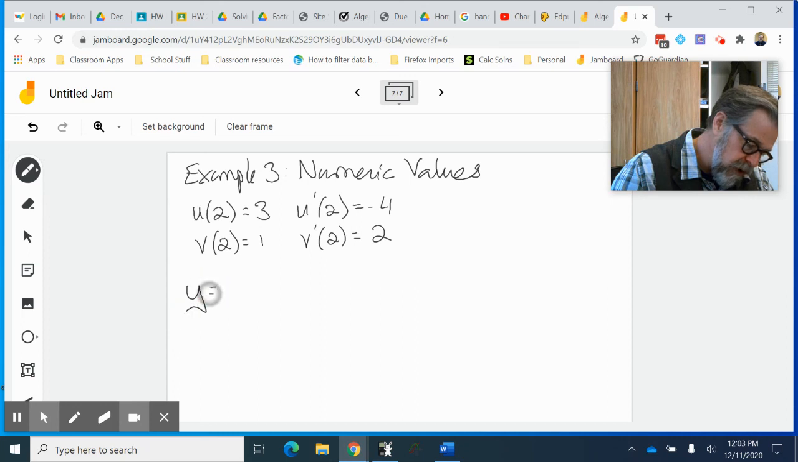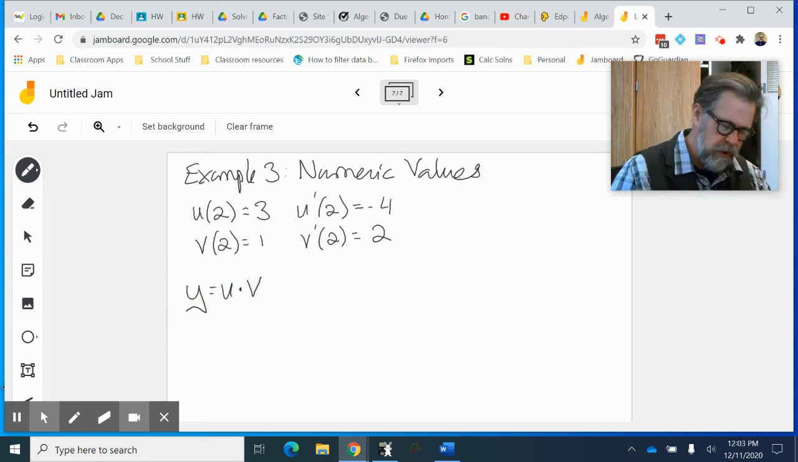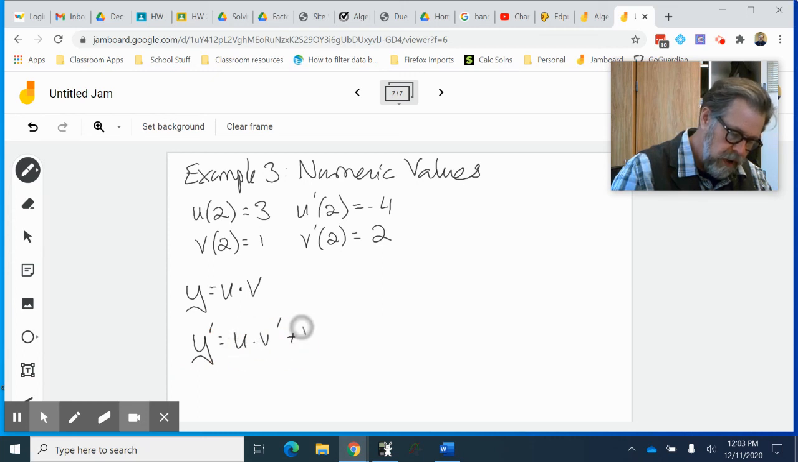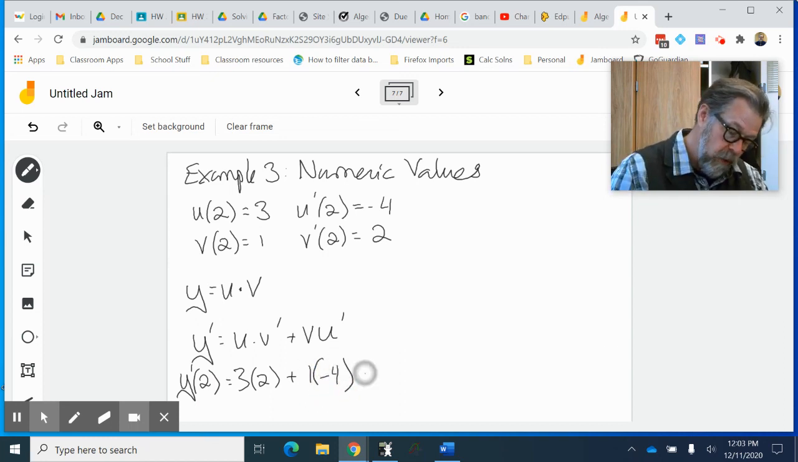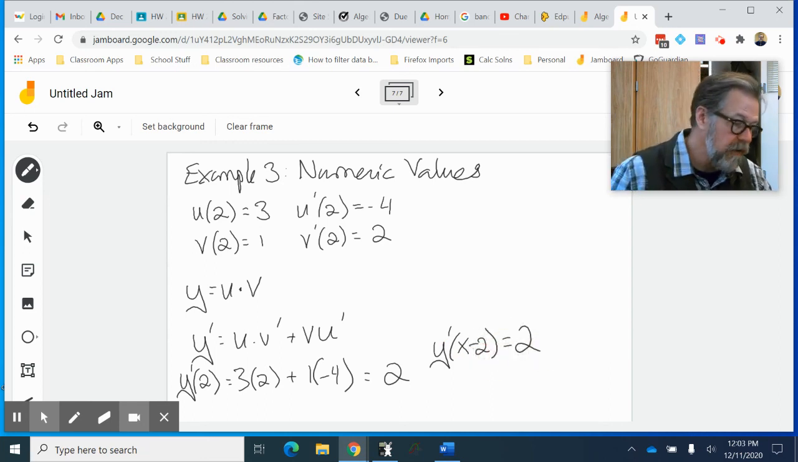And I've got some function that is the product of both of these. Well, all I do, I know that's u dv plus v du. I plug in the numbers. u is 3, dv is 2, v is 1, and of course, sorry, I want to find the derivative at x equals 2, and the rate of change of u is -4, and this is equal to 2. This function at x equals 2 is changing with a rate of 2.